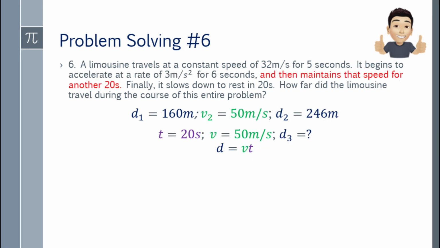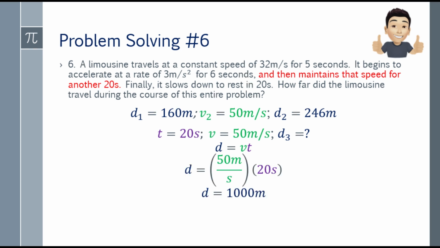And then maintains that speed for another 20 seconds. Note the keyword, maintains that speed. So yung velocity niya from the second part of the problem, yun yung gagamitin natin. So ang second velocity natin, that is 50 meters per second. Yung problem natin is just a simple velocity lang naman, maintains that speed or constant speed, diba? We can use the formula D is equal to Vt. So, distance is equal to 50 meters per second, multiplied by 20 seconds, and the answer will be 1,000 meters. So, ito yung pangatlong distance natin sa tanong.